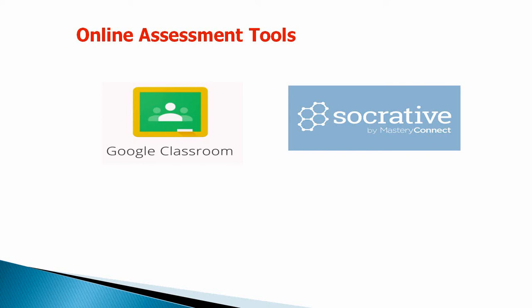The first one is Google Classroom and the second one is Socrative. As far as Google Classroom is concerned, we already discussed these things in our previous lecture. In the Google Classroom session, I taught about quiz assignment. Quiz assignment is the same thing, online assessment. That means you can create a quiz, you can create a test, and we also saw one example of how you will get the result from the students.